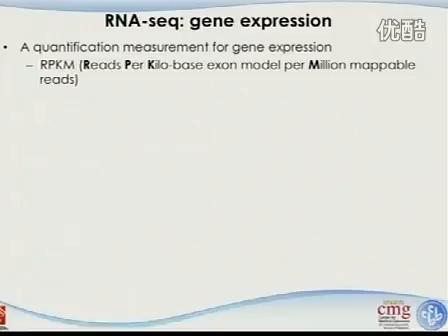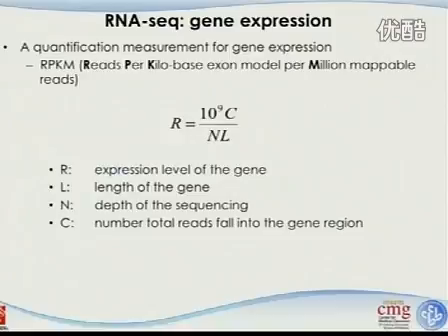And the measurement for that is something very simple, and it was first presented in that Nature Methods paper I talked about, the first paper I talked about. It's called RPKM, or reads per kilobase exon model per million mappable reads. Okay? So R here is the expression level of the gene. This is something that we want to estimate based on RNA sequencing data.